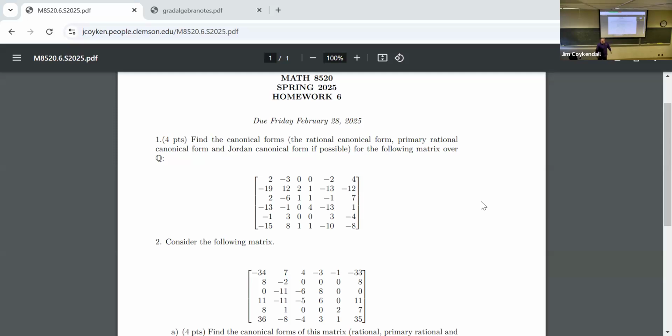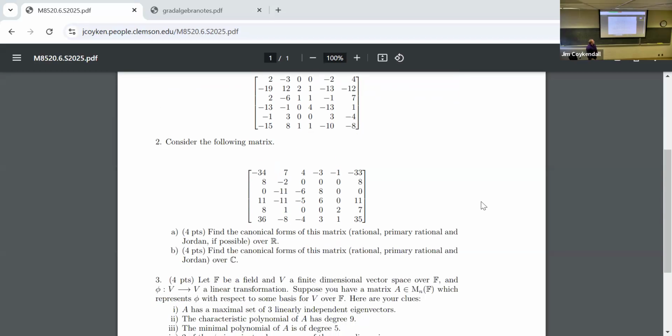And similarly in number 2, I've got another just awful matrix, and I want you to find all the canonical forms, rational, primary rational, and Jordan if possible, over the reals, and then find the canonical forms of this matrix over the complex numbers as well. And I think in this one it should make a difference.